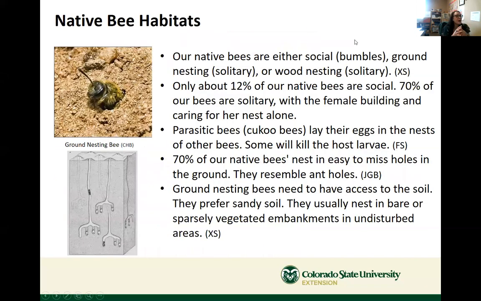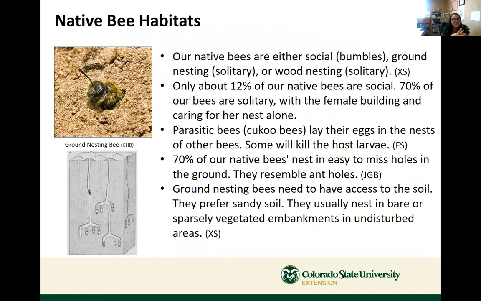So let's talk a little bit about habitats. We've kind of ran through it, but as far as native bees go, bumblebees are our social bees. The rest are solitary, and they either nest in the ground or they nest in wood. Those are kind of the options that we're seeing. Only about 12% of the native bees in Colorado are social. 70% are solitary. So she, just like a bird would, the female builds the nest, cares for it alone.